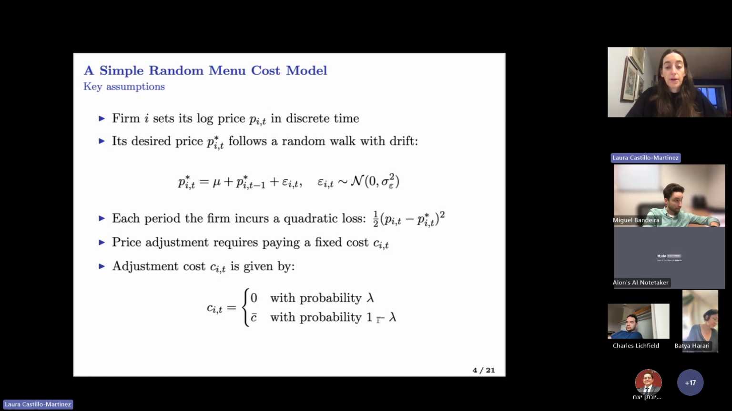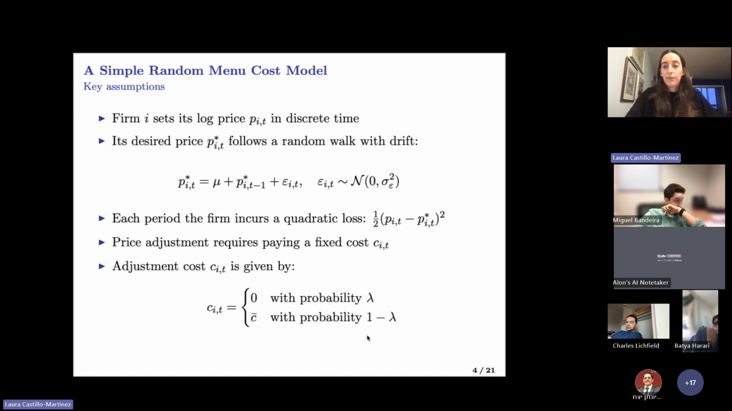With the complementary probability, 1 minus lambda, however, the firm has to pay a fixed adjustment cost, which is going to be constant. It's going to be the same for everyone, and it's going to be positive. So this is the menu cost component of our model. This is the state dependency part that we're going to be including over here.